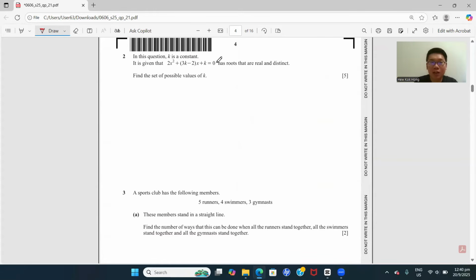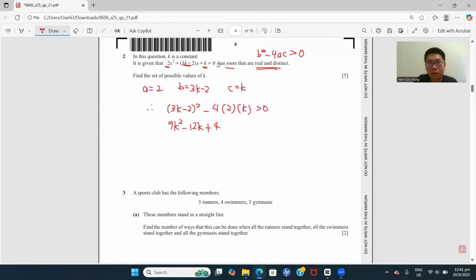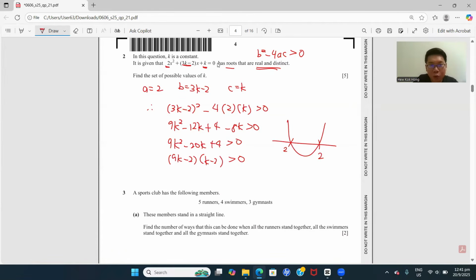So in the question, k is a constant. It's given that this equation has roots which are real and distinct. So we can confirm we use b squared minus 4ac more than 0. Find the set of possible values of k. So here we extract a, b, c. From here, we can know the two intercept points are 2 and 2019. And this is more than 0, meaning above the x-axis. So it's these two regions. So my k value is either in this direction from 2019 or in this direction from 2.